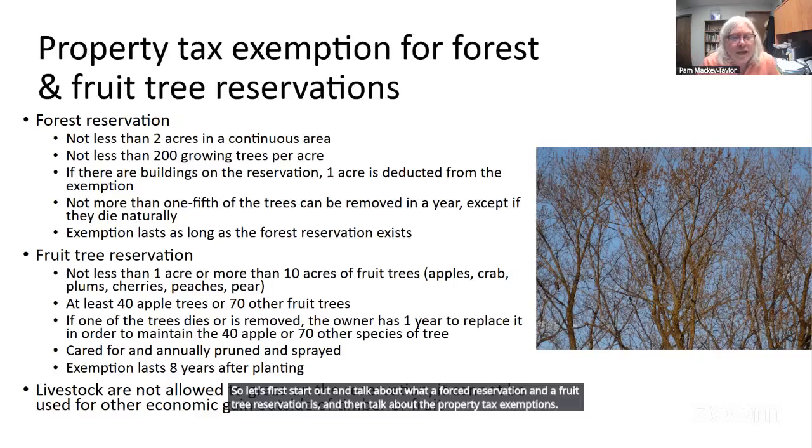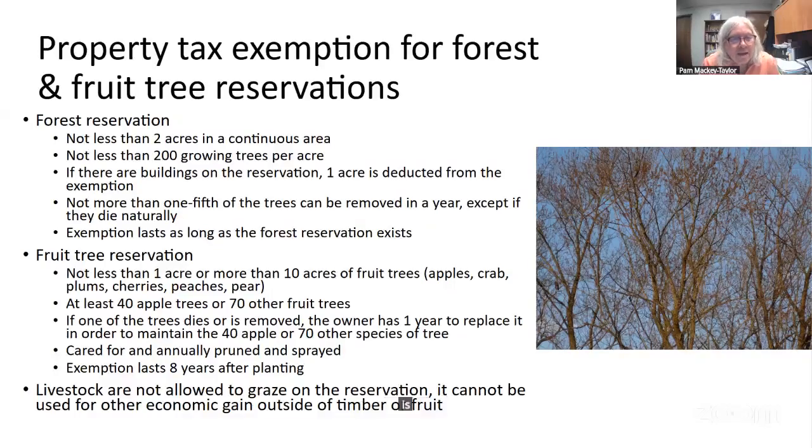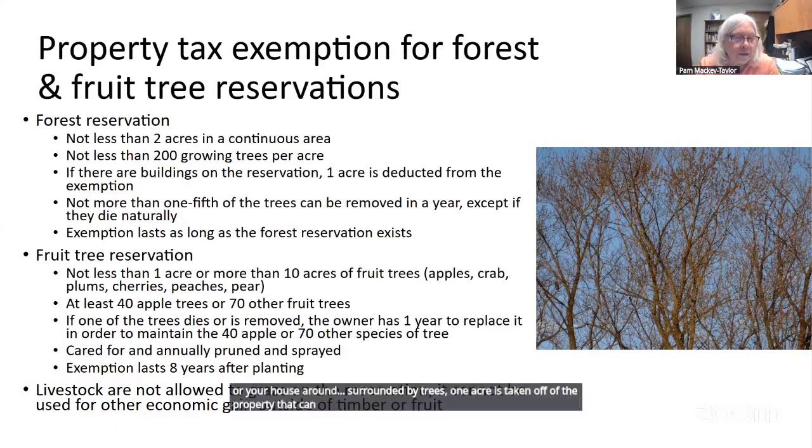A forest reservation is a contiguous area of not less than 2 acres that has trees on it. And it has to be not less than 200 growing trees per acre. And if there are buildings on the property, then 1 acre is deducted from the exemption. So if you happen to have a shelter or a shed or your house surrounded by trees, 1 acre is taken off of the property that can be exempted.